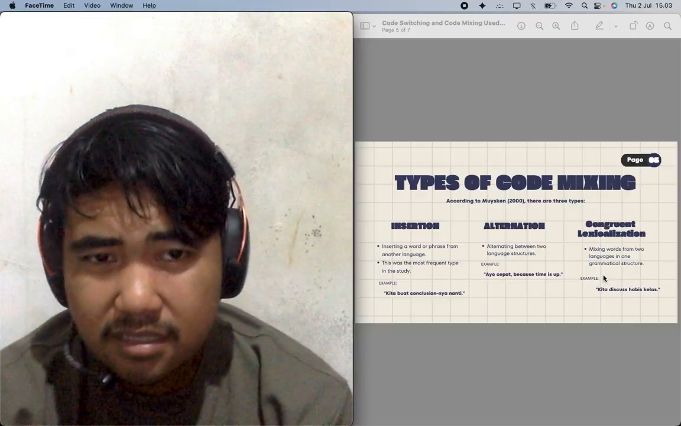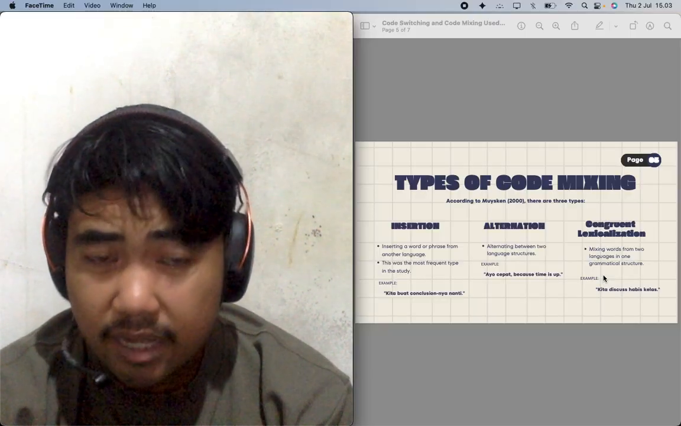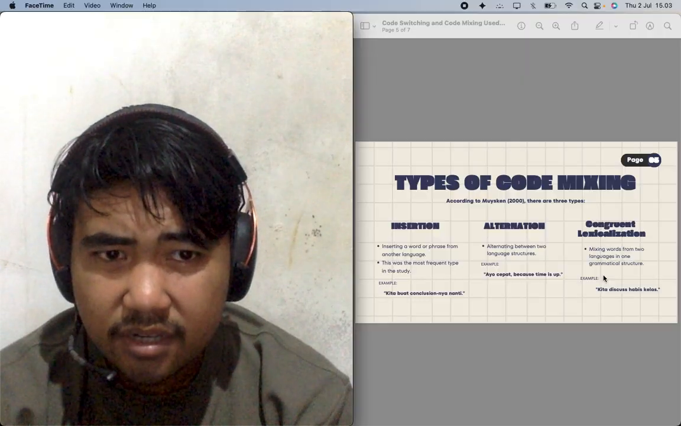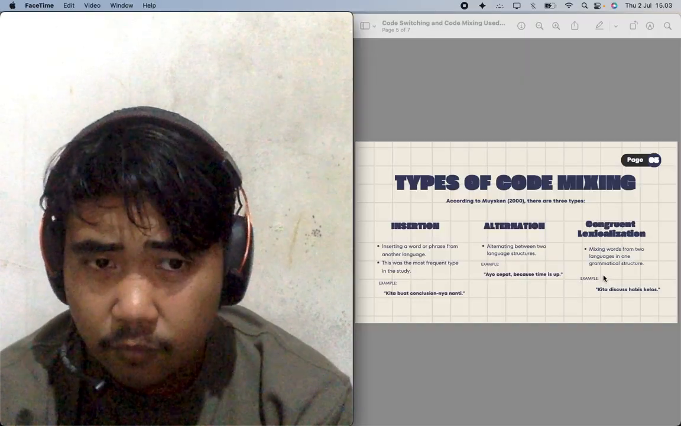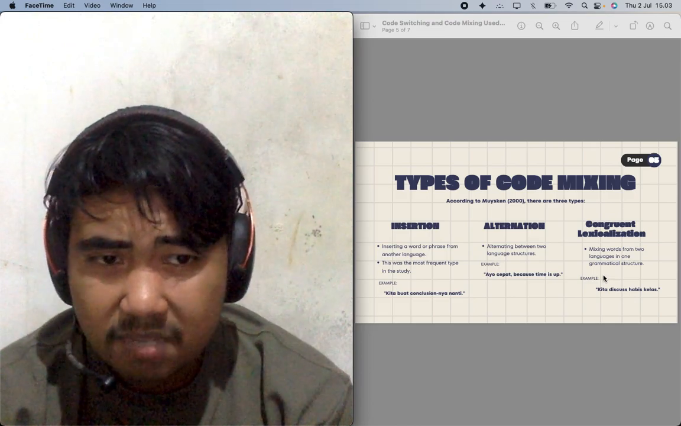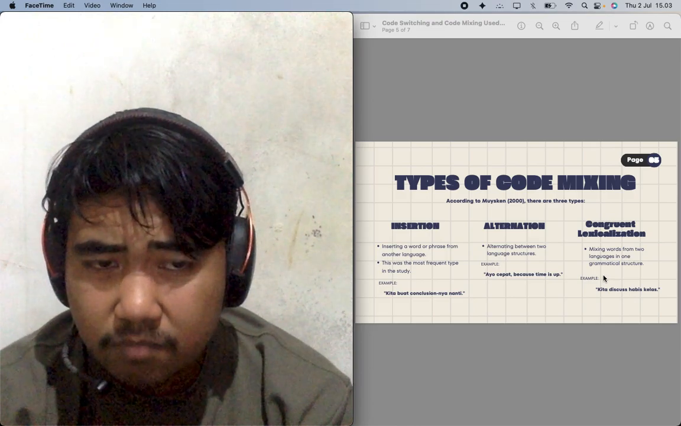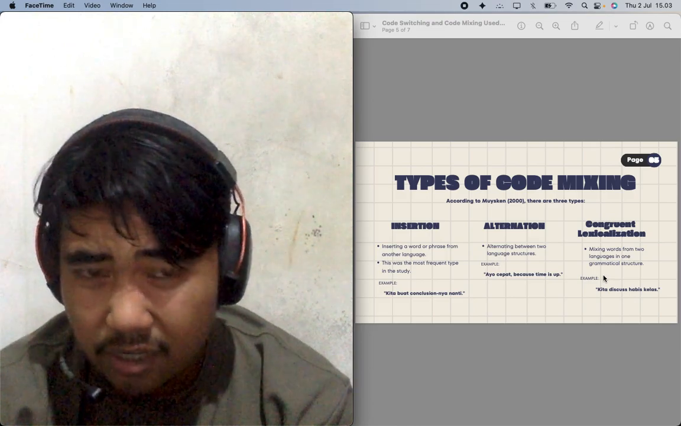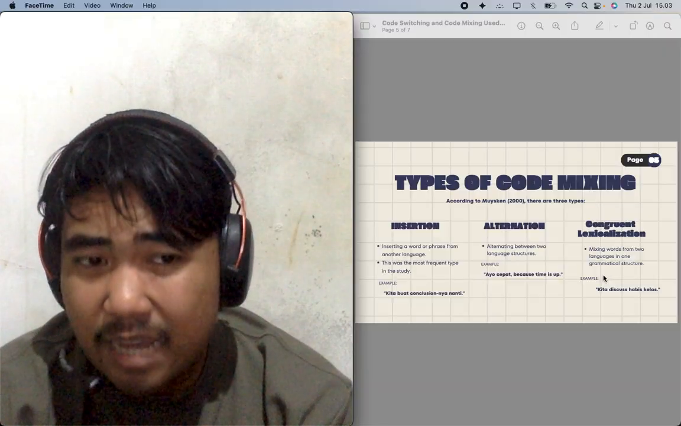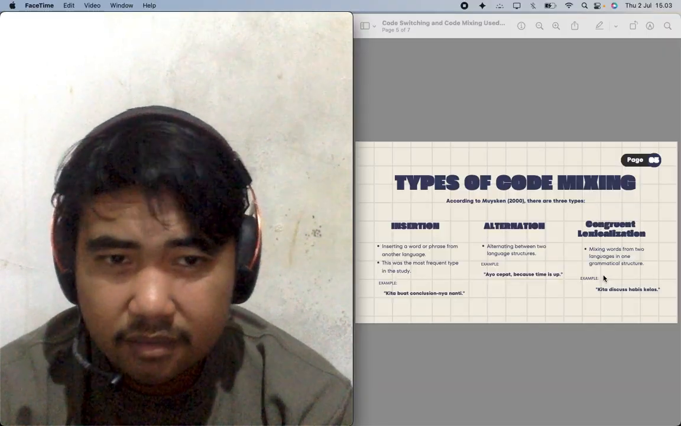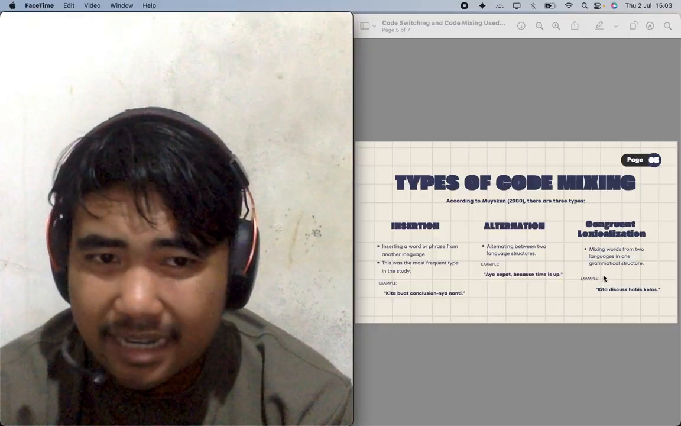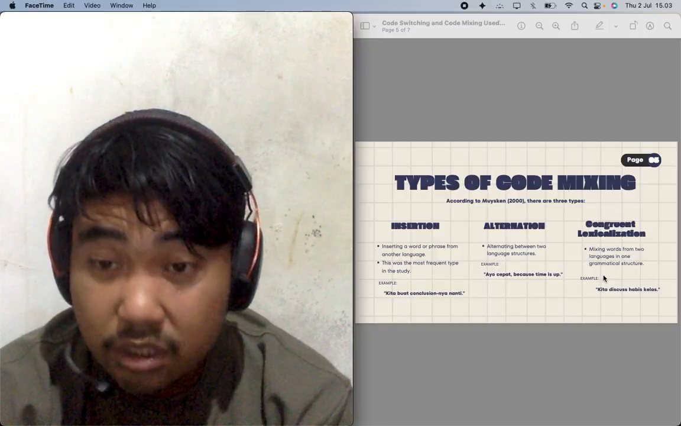And the next type is alternation, meaning alternating between two language structures. For example, "Ayo cepat because time is up." "Ayo cepat" is Indonesian language, "because time is up" is English language. So that's why we call it alternating between two language structures.